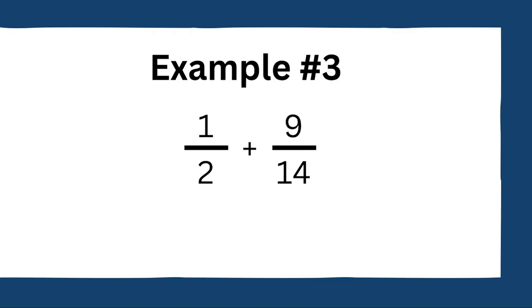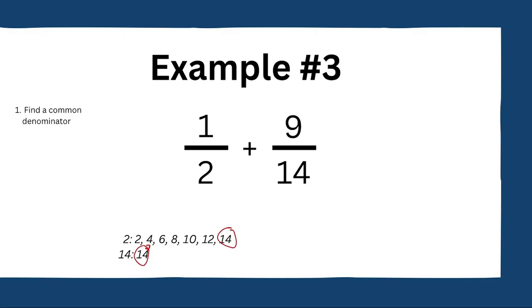Now going on to my third example, I have 1 over 2 plus 9 over 14. Now my first step, once again, is find a common denominator. So I'm going to write out my list. I have my multiples of 2, and I have my multiples of 14. I see that they both stop at 14. That is my minimum, and I'm going to use this for my new fraction. So that's the new common denominator.